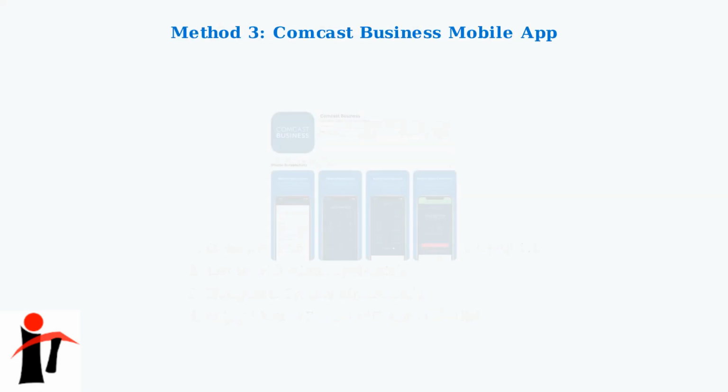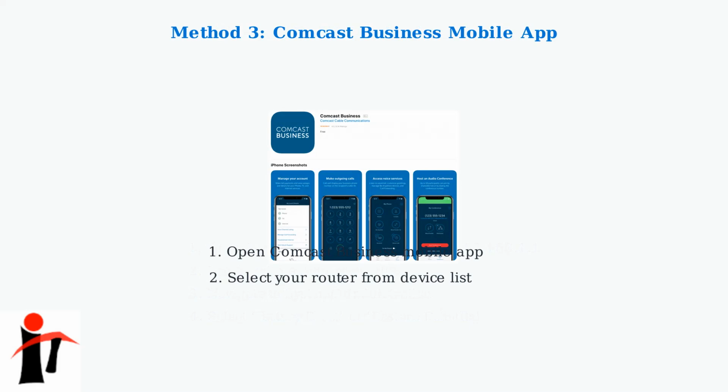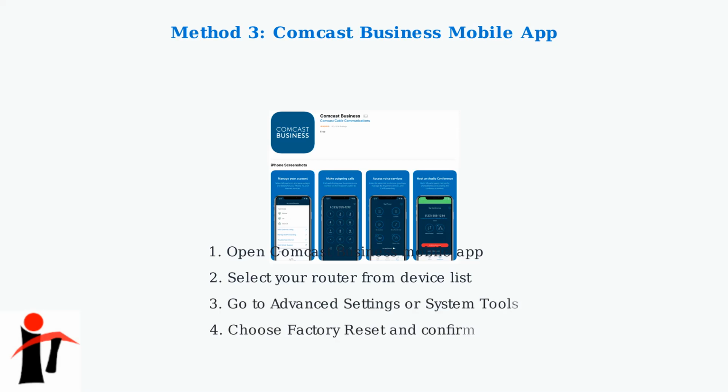Method 3 uses the Comcast Business mobile app. Open the app and select your router from the device list, then navigate to Advanced Settings or System Tools. Look for the Factory Reset option and follow the on-screen prompts to confirm the action. This method is convenient when you need to reset the router remotely.